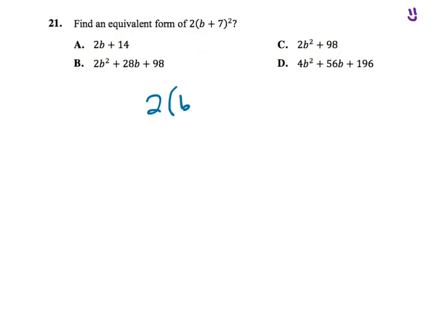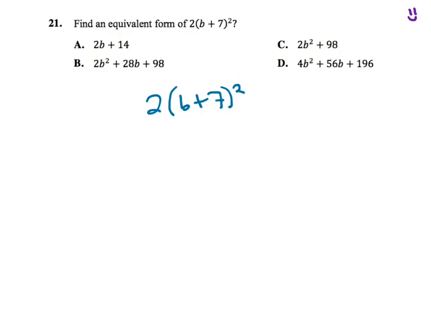Okay, z.9. All right, find an equivalent form of this: 2 times the quantity of b plus 7 squared. A lot of people try to distribute that 2 in. You cannot do that. Order of operations says I have to deal with my exponent first.